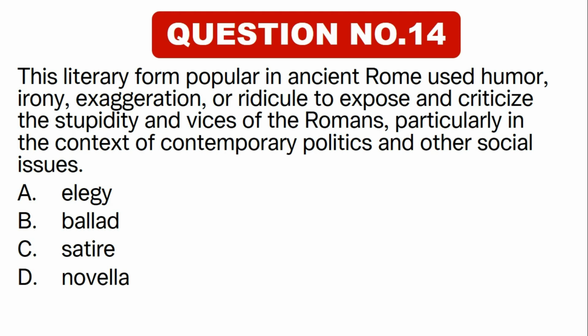Again, this literary form, popular in ancient Rome, used humor, irony, exaggeration, or ridicule to expose and criticize the stupidity and vices of the Romans in the context of contemporary politics and other social issues. A. Elegy. B. Ballad. C. Satire. D. Novella. Correct answer is letter C, satire. It is a type of social commentary. The subject of satire is human frailty, such as follies and vices. It is a means of exposing and correcting human vices.